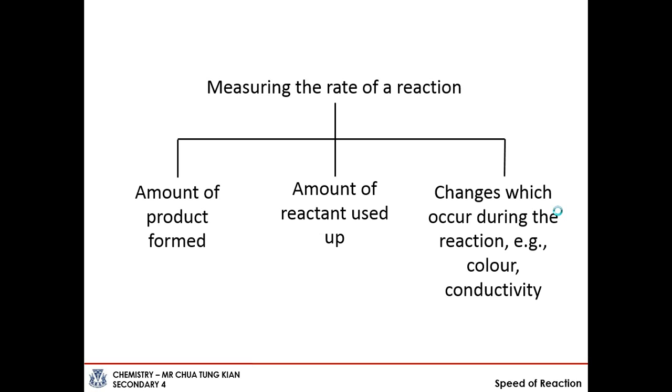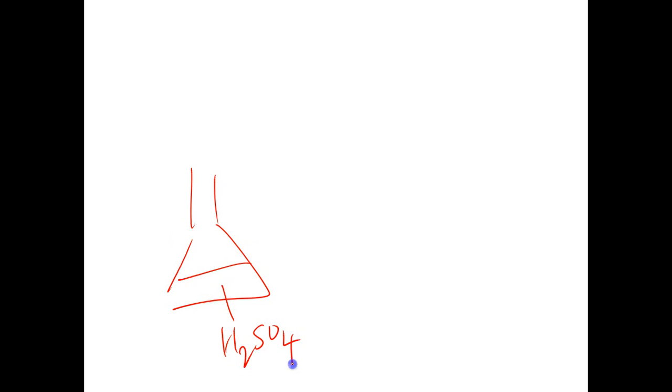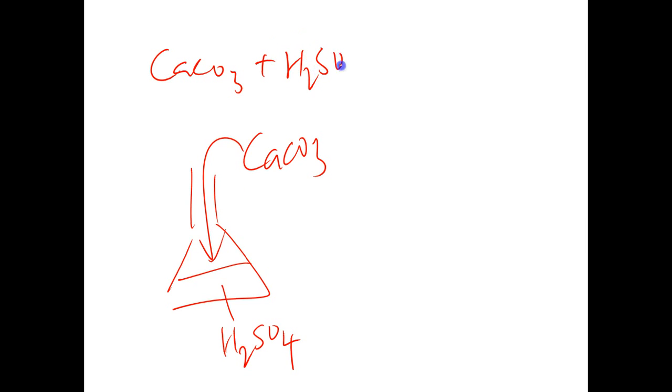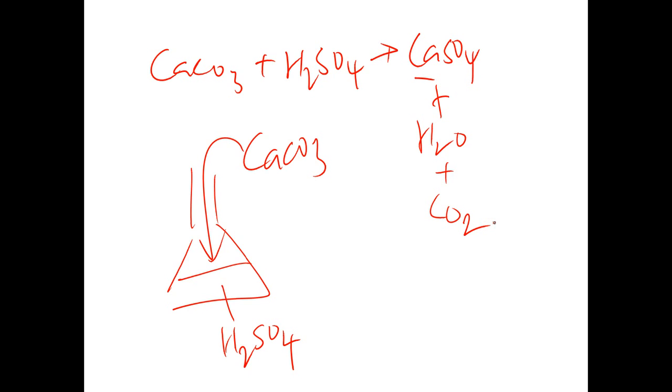So how do we measure the rate of a reaction? There are various ways we can go about doing this. One of them is to measure the amount of product formed. So for example, you were to use a conical flask and you have some acid inside, H2SO4, and we add in calcium carbonate. So we will have this reaction happening. CaCO3 plus H2SO4, we will get calcium sulfate, salt, plus water plus carbon dioxide. Is the equation balanced? Yes, it is. So we will get carbon dioxide gas produced.